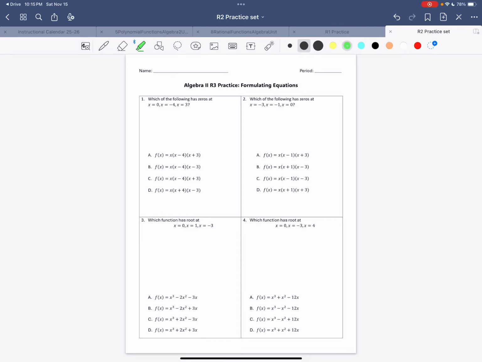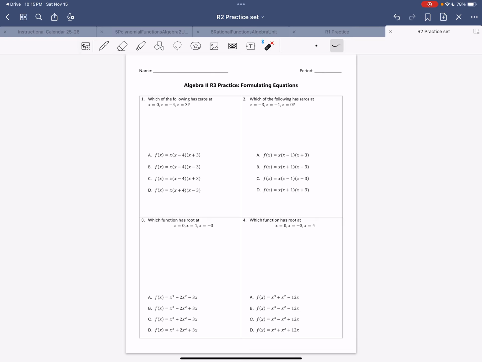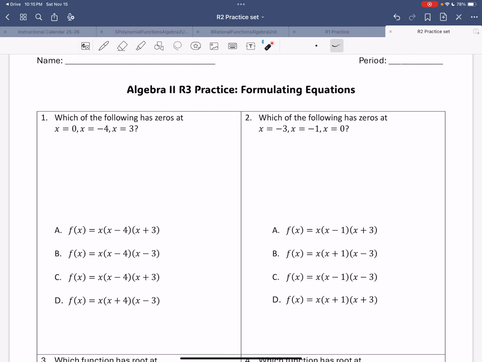At this time, I will go over review number 3. It's about formulating equations. So in this video, I will go over question number 1 through 8. Okay, so let's go over question number 1. The question basically says, which of the following has zeros at x equals 0, x equals negative 4, and x equals 3? And we have these options.